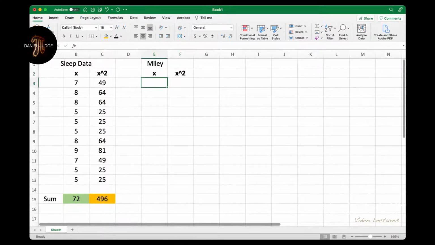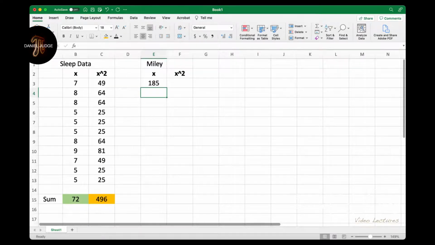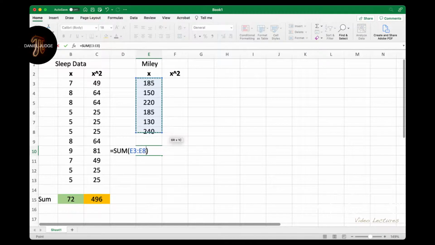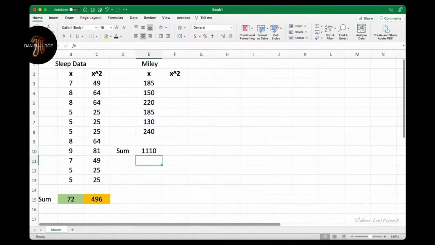So, ladies and gentlemen, the first score, 185. Okay? The second score, 150. 220. 185. 130. 240. And then I'll put a column here. Let's put the sum column. Okay? So we need the sum of the scores. We're going to put it right here. And there it is. This is the sum.